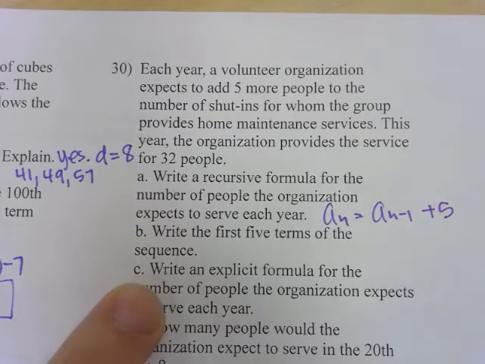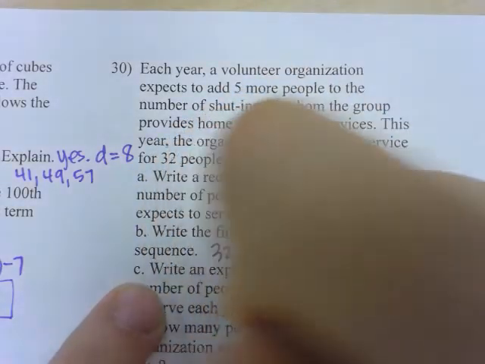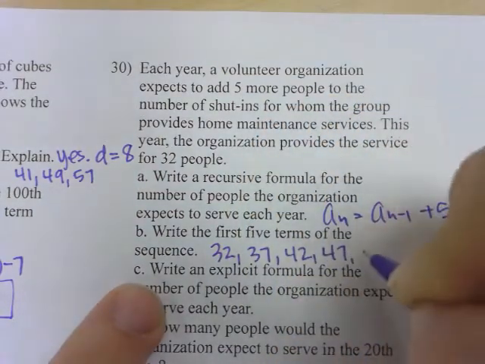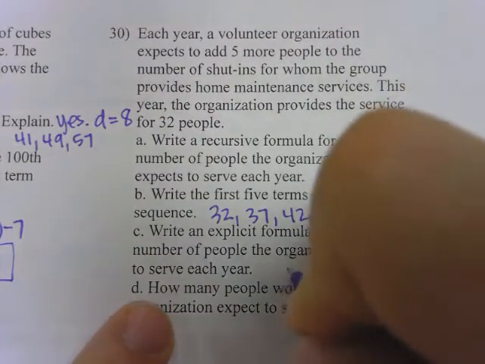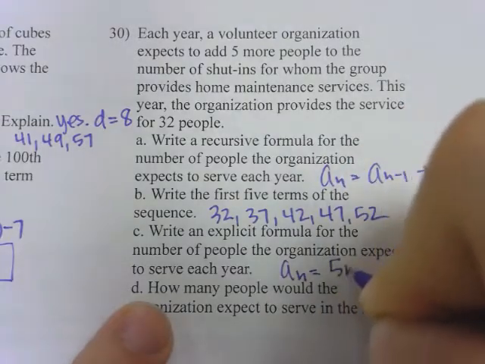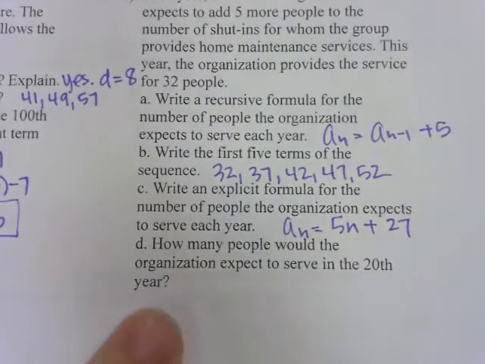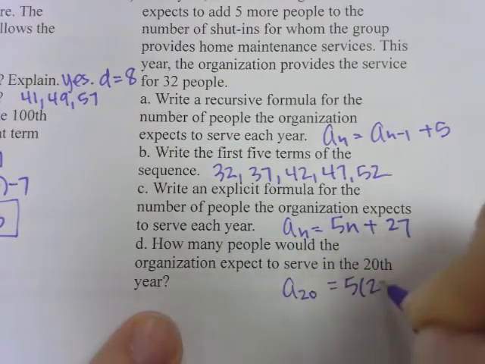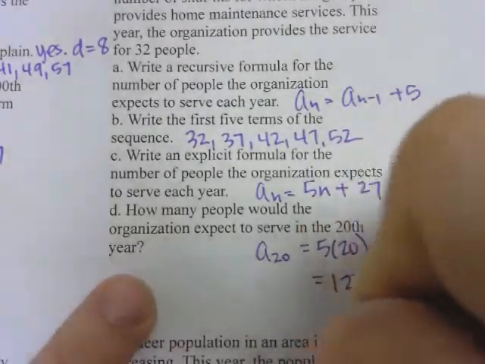The first 5 terms, I'm starting with 32. Next year I'll serve 37, then I'll serve 42, then 47, then 52, adding 5 every time. Writing the explicit formula, a sub n equals the difference times n plus the term before the first. If I were to subtract 5, I would get 27. How many people would the organization expect to serve on the 20th year? A sub 20 equals 5 times 20, which is 100, plus 27, 127.